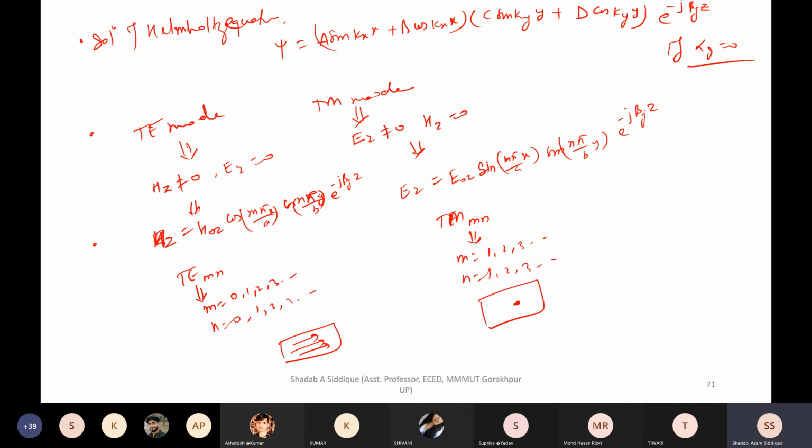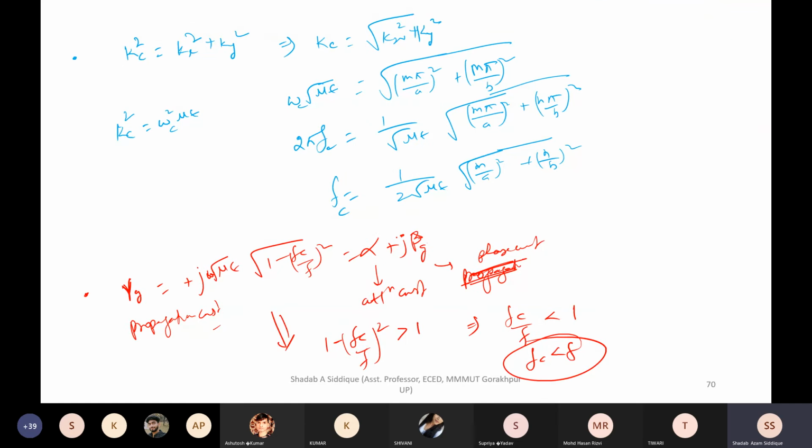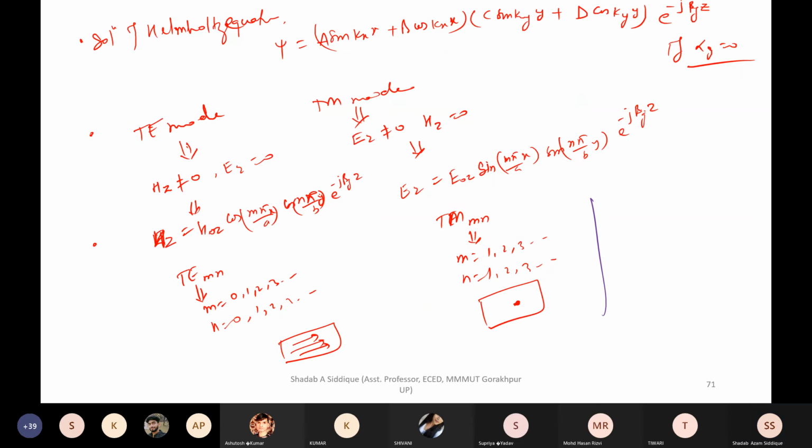Now we have already discussed the cutoff frequency. We have not discussed about the ZZ, and we have already discussed the propagation of group velocity, phase velocity. Okay, and beta g we had already discussed. So from this comparison, we can find out beta g is omega root mu epsilon times square root of 1 minus (fc by f) whole square, subject to the condition that alpha is equal to 0.